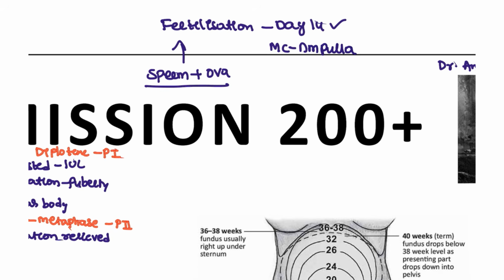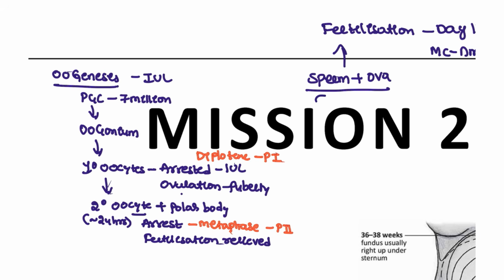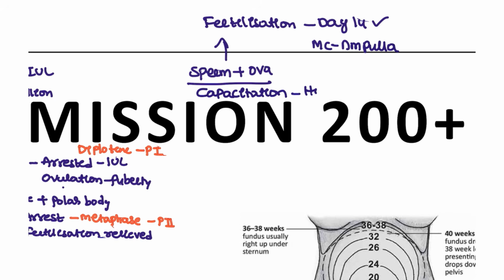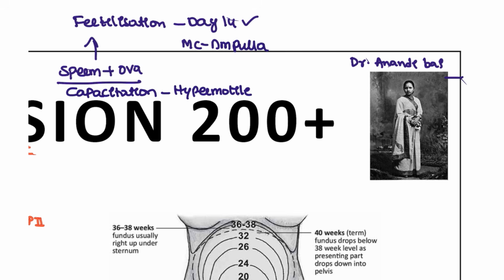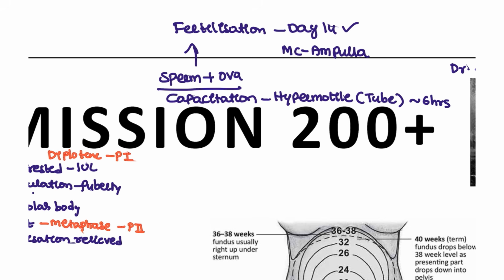But how does the sperm come to attach to the ova? The sperm has to go through capacitation. In the capacitation process, the sperm becomes hypermotile. This point has also been asked. And where does it become hypermotile? It becomes hypermotile in the fallopian tube, and this takes around 6 hours.